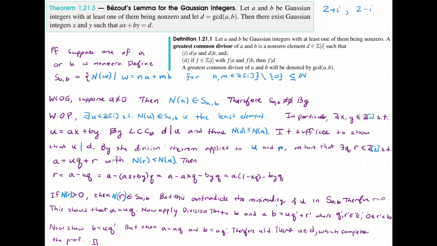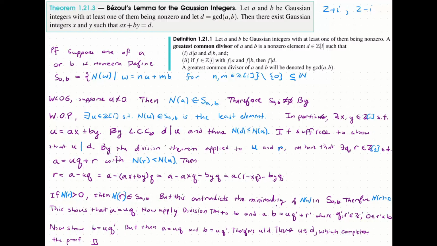But now we are in trouble, because this here is in here. We know that the norm of r is less than norm of u, but the norm of u, by construction, is the least element of S of a comma b. And so that's what we had up here. And so norm of u is the least element. And so this contradicts the minimality of u, specifically the norm of u in S of a comma b. And therefore the norm of r is equal to 0. But if the norm of r is equal to 0, then r is equal to 0.